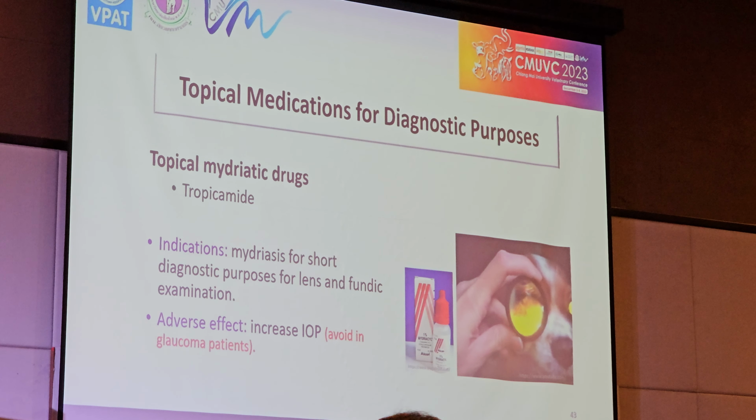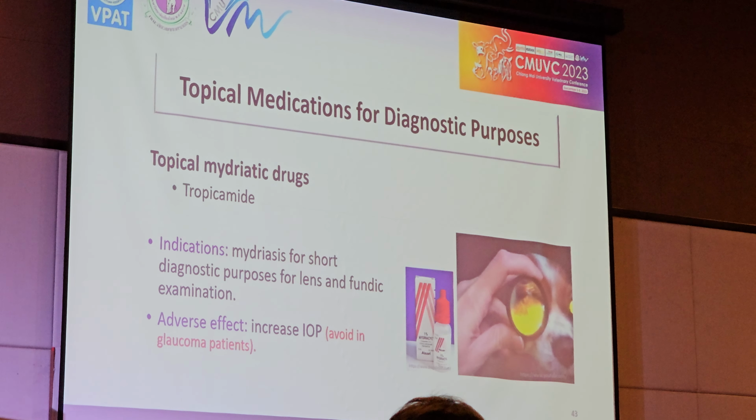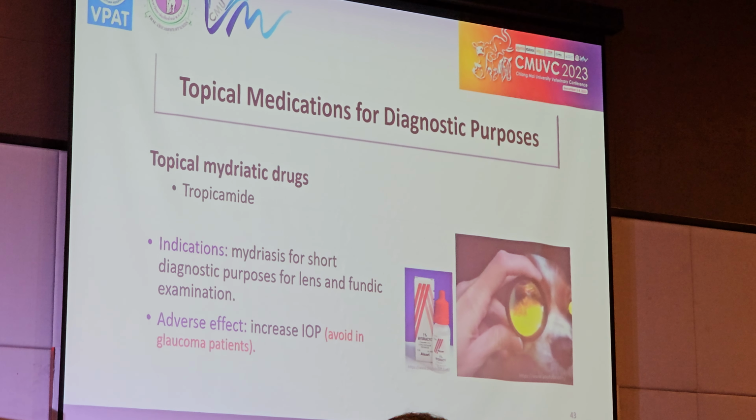And the adverse effect of the drug is the increase of the intraocular pressure, which should be avoided in glaucoma patients. So before use of this drug, I encourage you to measure the intraocular pressure first. If it is at a normal level, you can use this drug to do the pupil dilation and then have the further examination.